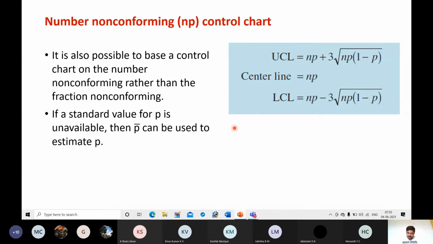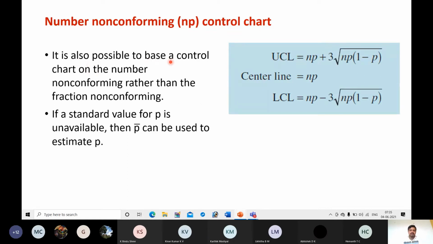But in case of NP, we are considering only how many defectives. If out of 100 there are 10 defectives, we are considering this 10. That is the difference between fraction and number. Here we are considering only the number of defectives. In the previous case, we considered the number of defectives divided by the total number of units under consideration. So number non-conforming, that is the NP control chart.